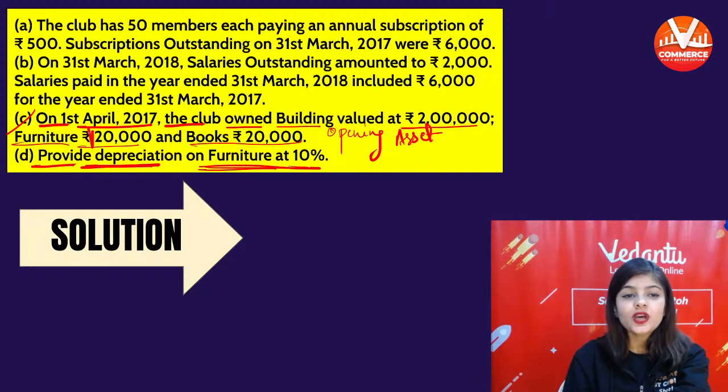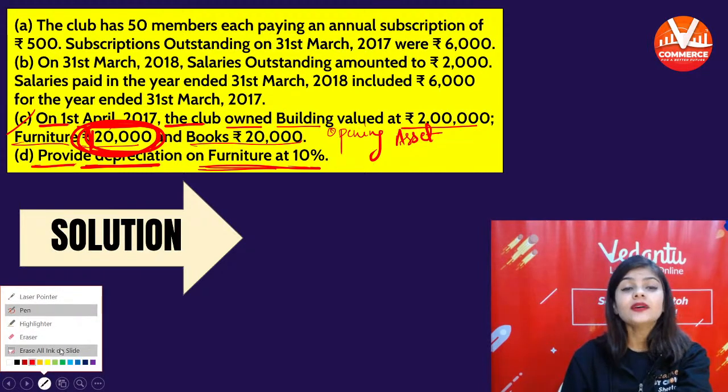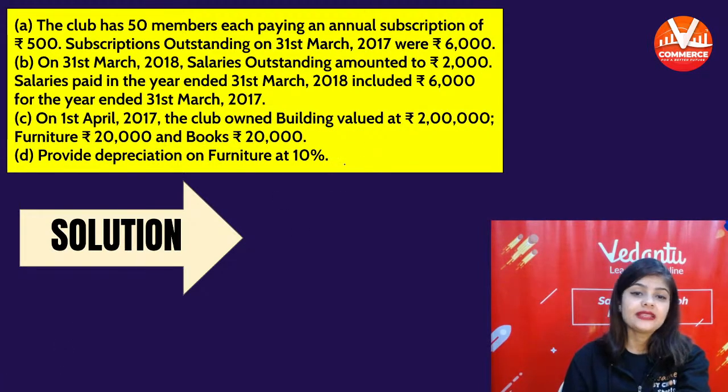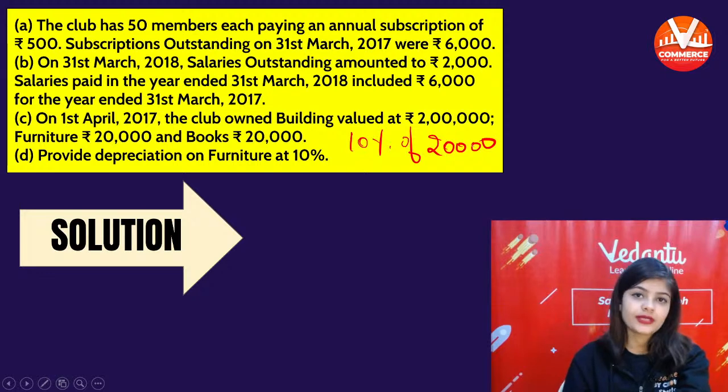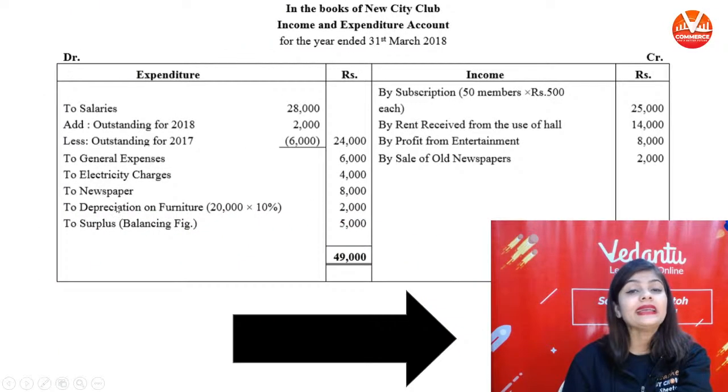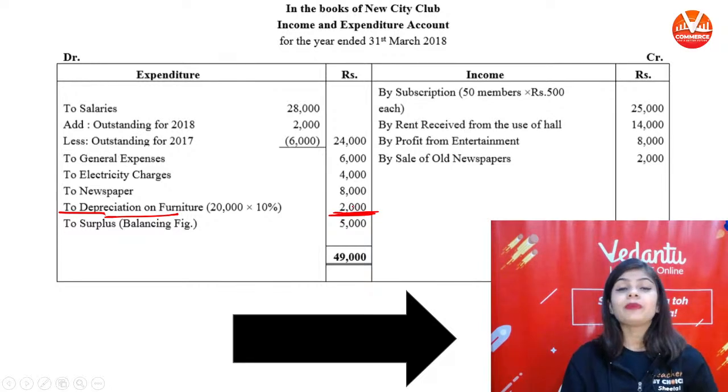So furniture is of 20,000. You will provide 10% depreciation. 10% of 20,000 will be 2,000. Depreciation will also be recorded in the income and expenditure account. To depreciation 2,000.